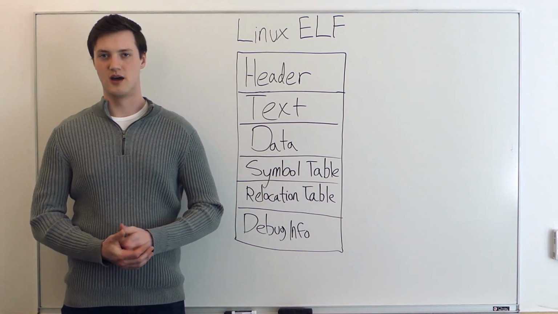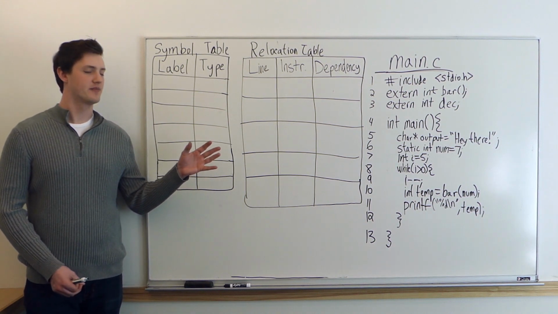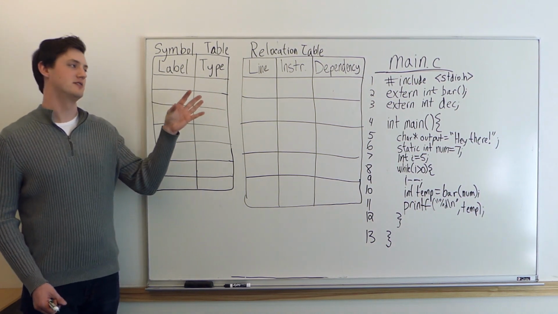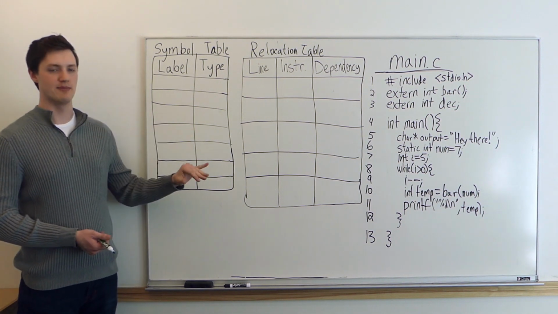So let's consider a basic example where we have these two C files, and we want to figure out what it would look like if we needed to put some of these entries into the symbol table and into the relocation table. Let's break this down. Let's start off with main, and specifically main's symbol table, and check out what we think would go in there. Let's walk line by line.